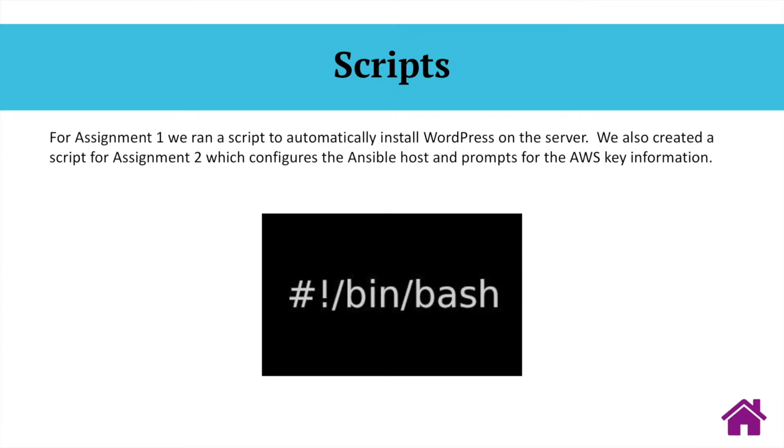Scripts: in Assignment 1, we ran a script to automatically install WordPress on the server, and we also created a script for Assignment 2, which configures the Ansible host and prompts for AWS key information. There is a video behind here, but since we're a bit tight on time, you can look at that yourself. Just click on it and it will show you how the script was run.